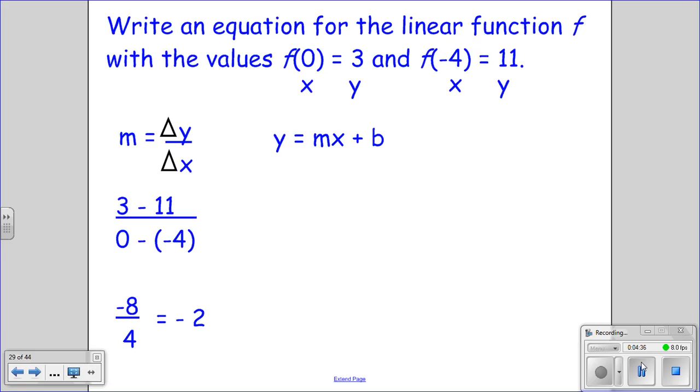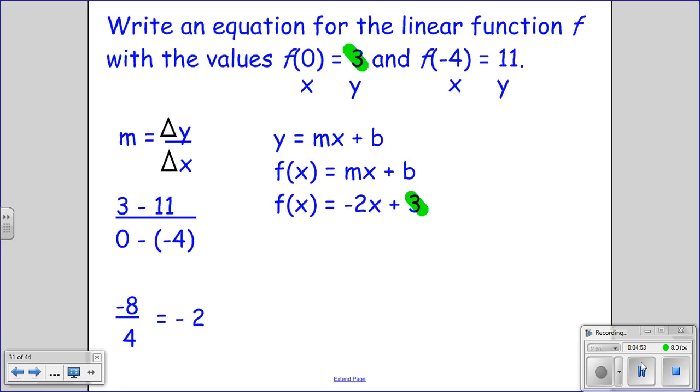Well, we start out with the idea that y equals mx plus b, and when we write function notation, it's f of x equals mx plus b. So the only thing we changed was making the y f of x, as we have done in function notation before. So then we get to put in our -2 for our slope in for m. And the 3, we find the y-intercept from our coordinate f of 0 equals 3. We know that when x is 0, our y-intercept is 3. So we've written the function in slope-intercept form with function notation.